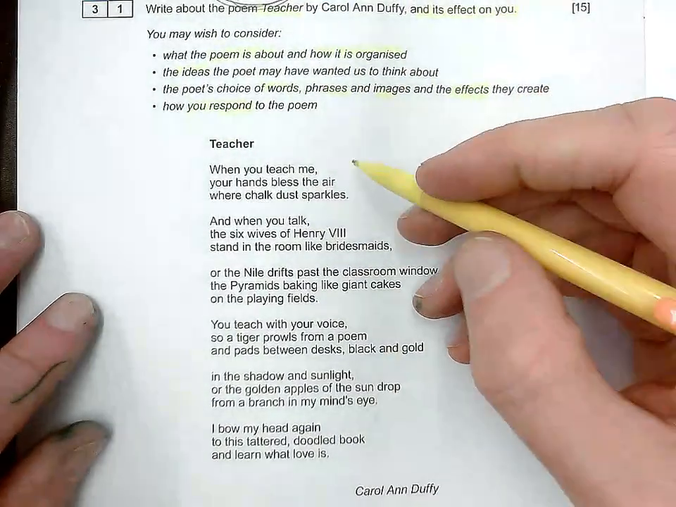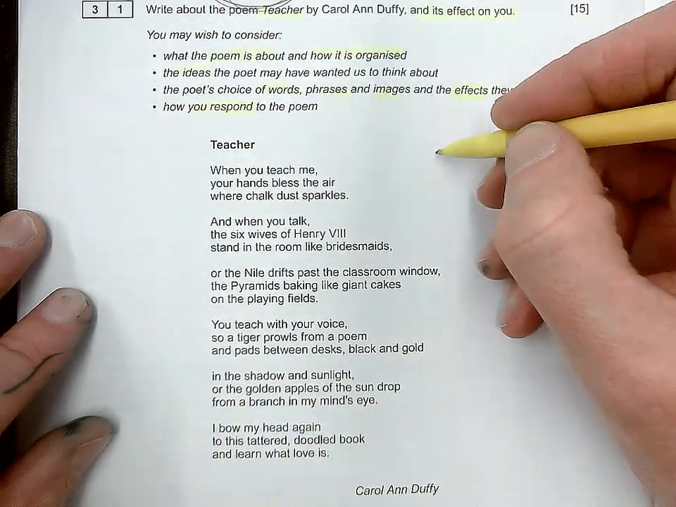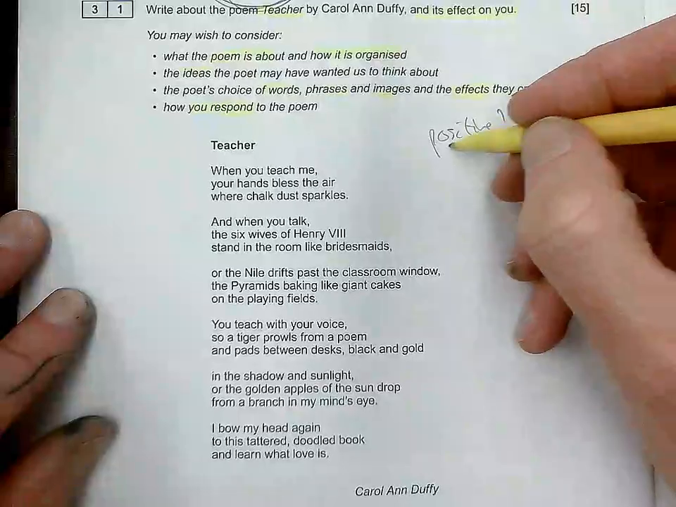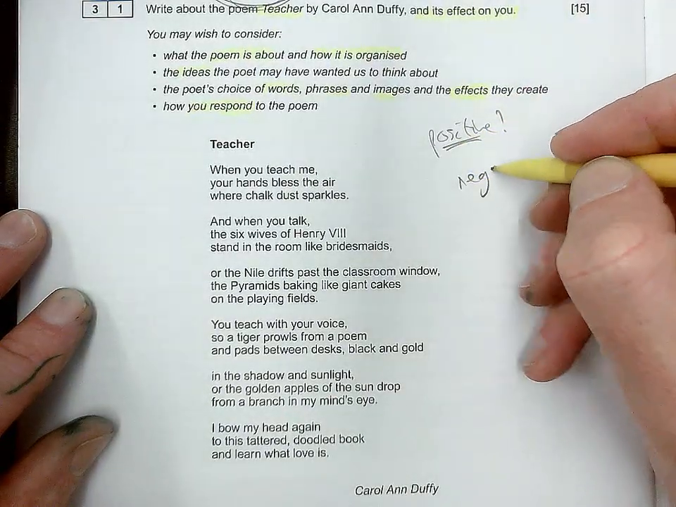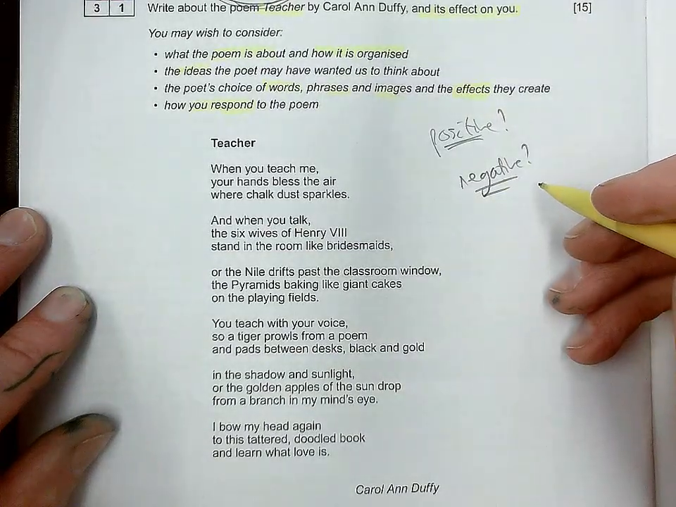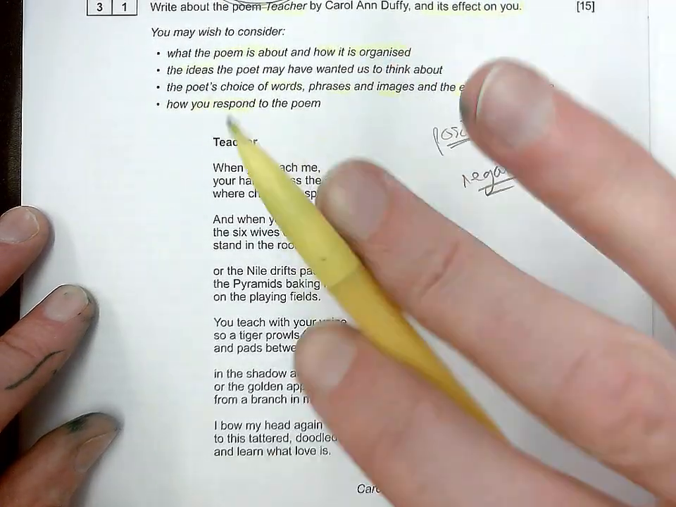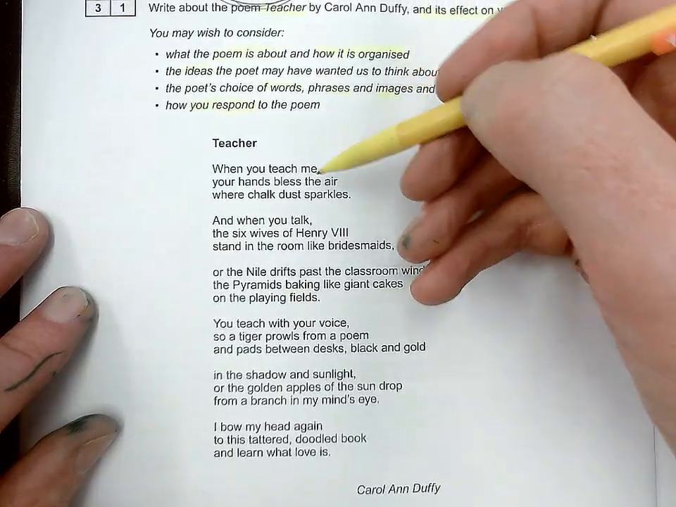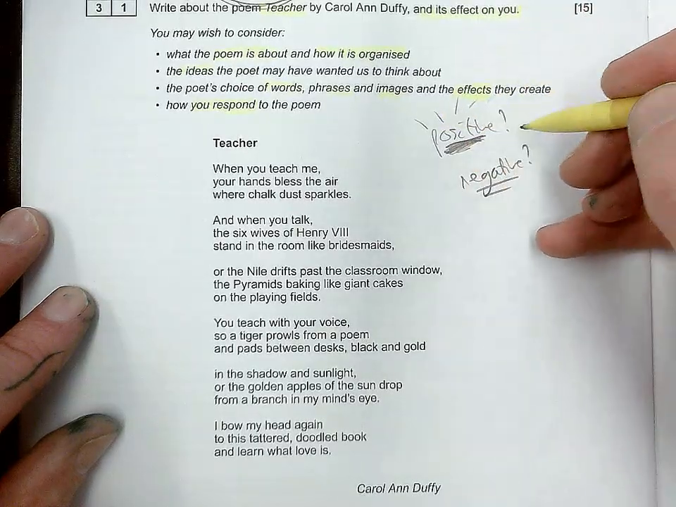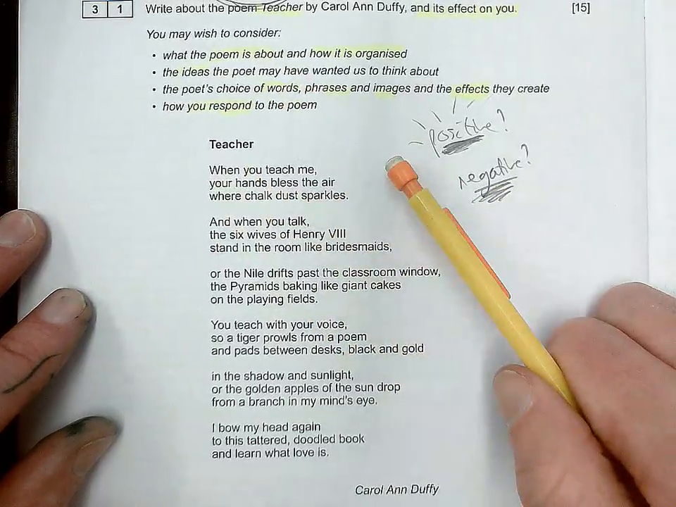And a good trick, I find, when you read it the second time, try and think to yourself, is this being positive about teachers? Is it trying to say teachers are great? Or is it being very negative about teachers? Or is it a bit of both? And I would suggest, as you go through, you need to find at least 5 things to write about. So I would suggest you look for words, phrases, or images that are either very positive about the theme or very negative, and to highlight them.